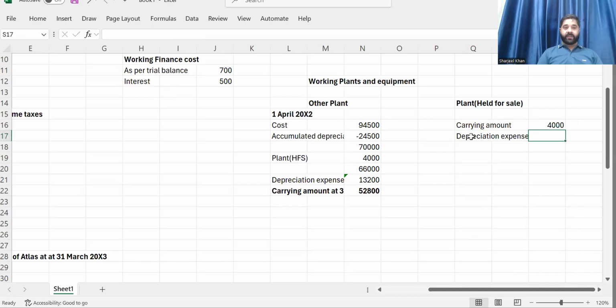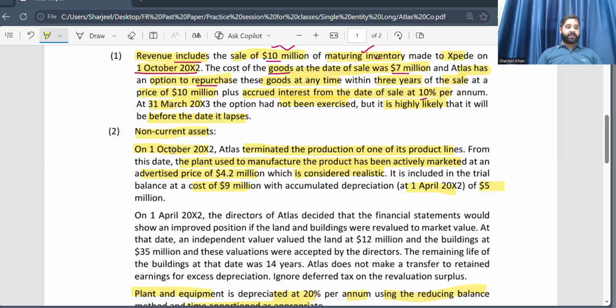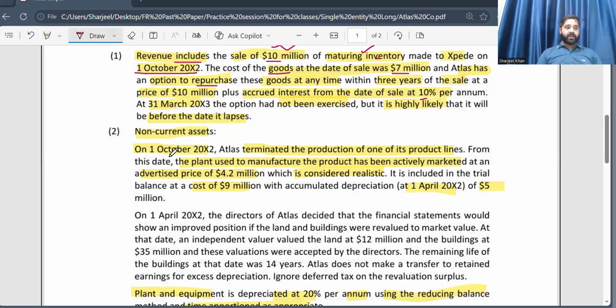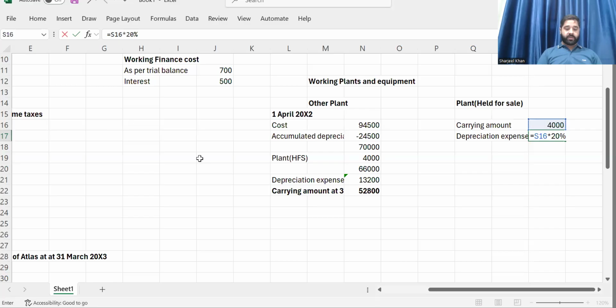Now for the plant held for sale, here we have to charge the depreciation expense up to the date of classification. So it is 4,000 multiplied by 20%. The date of classification is 1st October 20x2, so we have to charge the depreciation expense for the 6 months. The carrying amount at the date of classification is 3,600.